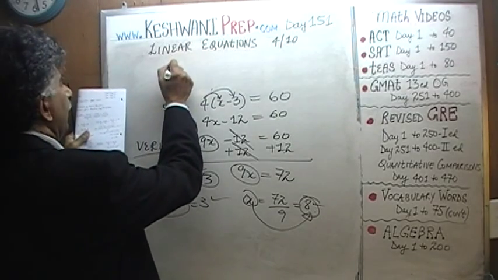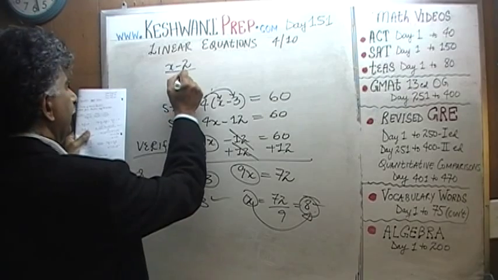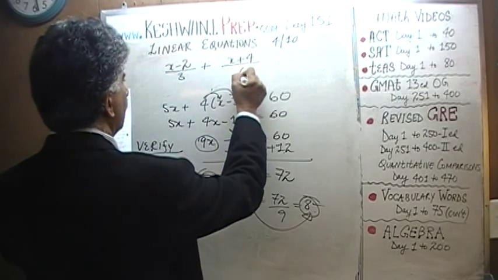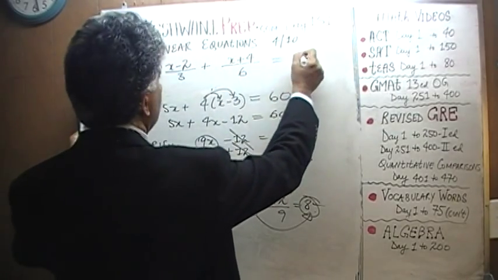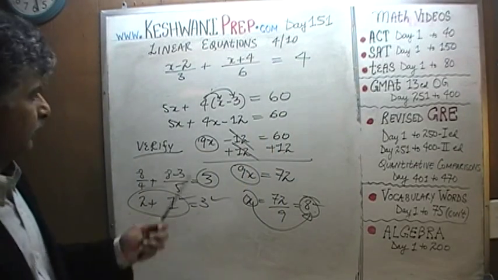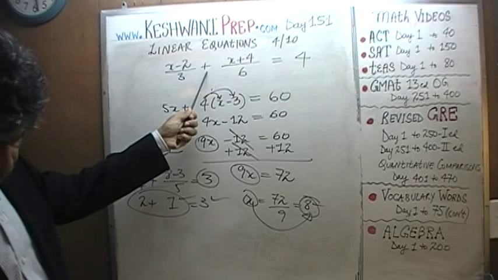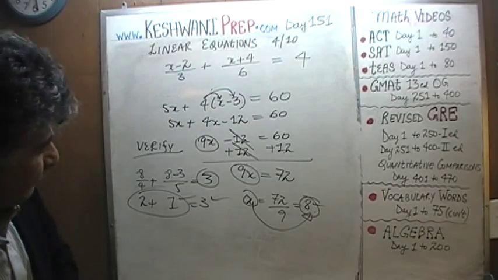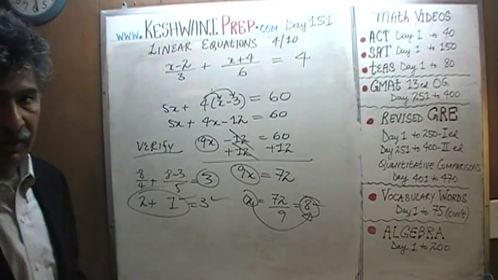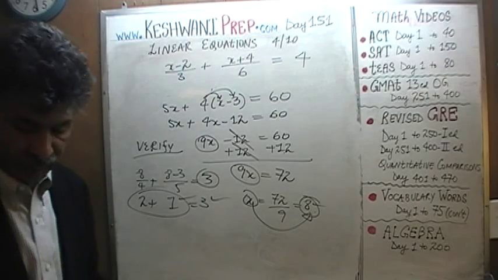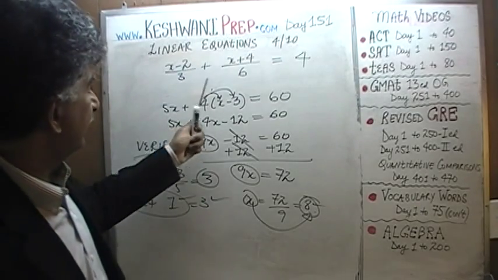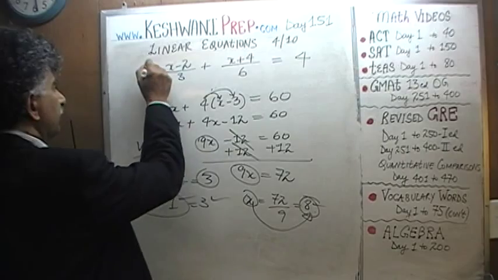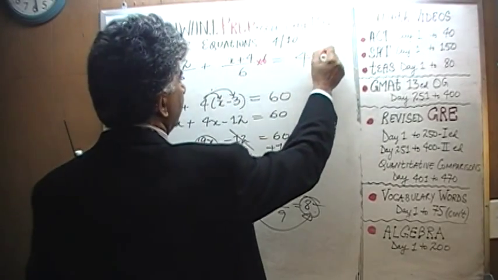We are being told that x minus 2 over 3 plus x plus 4 over 6 equals 4. One more time: x minus 2 over 3 plus x plus 4 over 6 equals 4. Same thing as before. We want to get rid of the denominators from the bottom. The least common multiple of 3 and 6 is 6. So multiply this term by 6, multiply this term by 6, and multiply this term by 6.